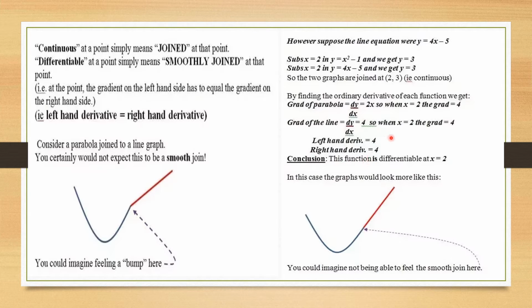As a function, if it is defined like this, it will be differentiable as the left hand derivative is equal to right hand derivative. And in this case, not like this case, the graph would be like this. It will be having a smooth join. Okay, it will be having a smooth join here, not like this, an abrupt join. Okay, so this is what we mean by differentiability.